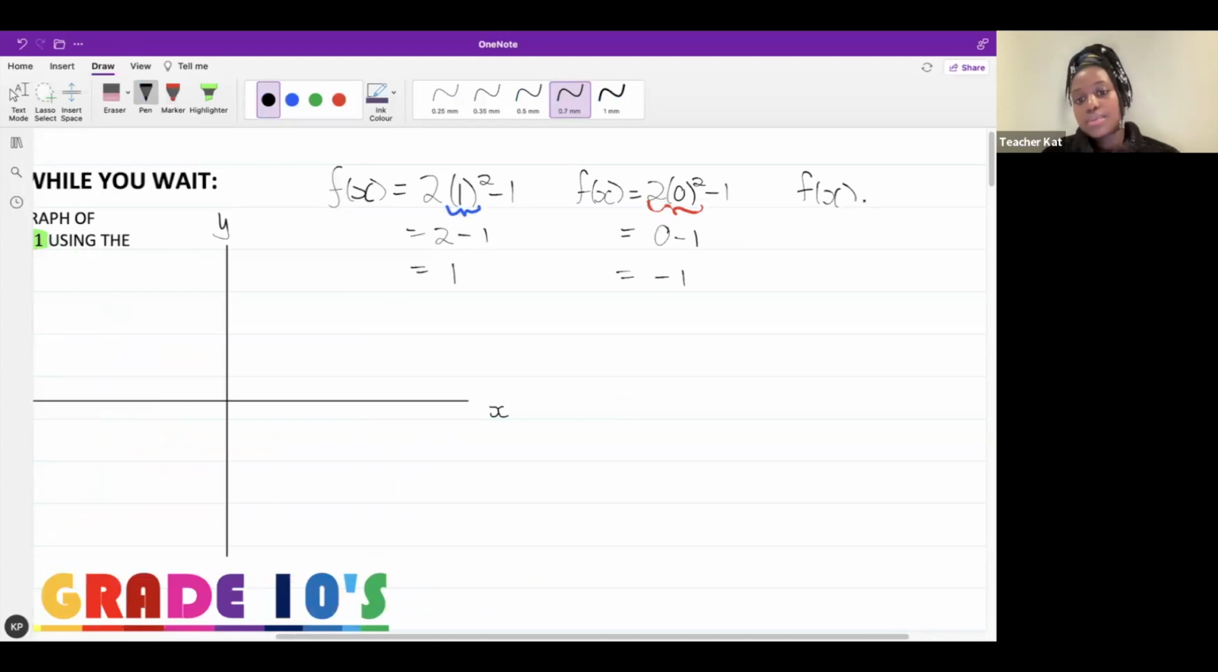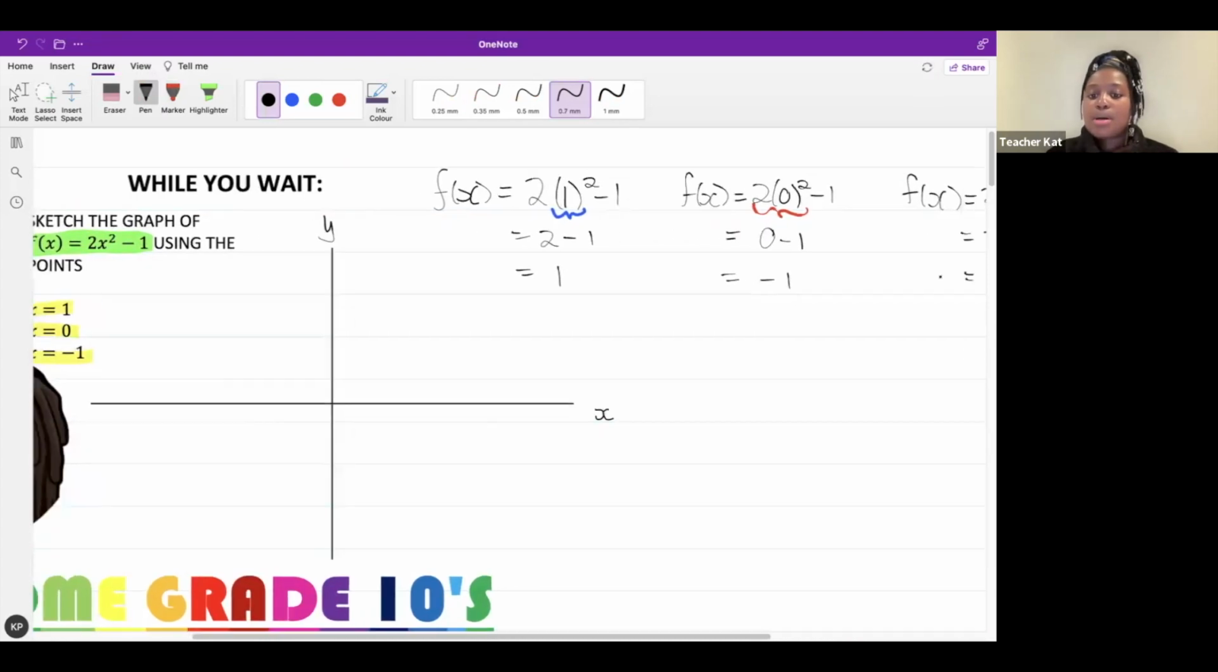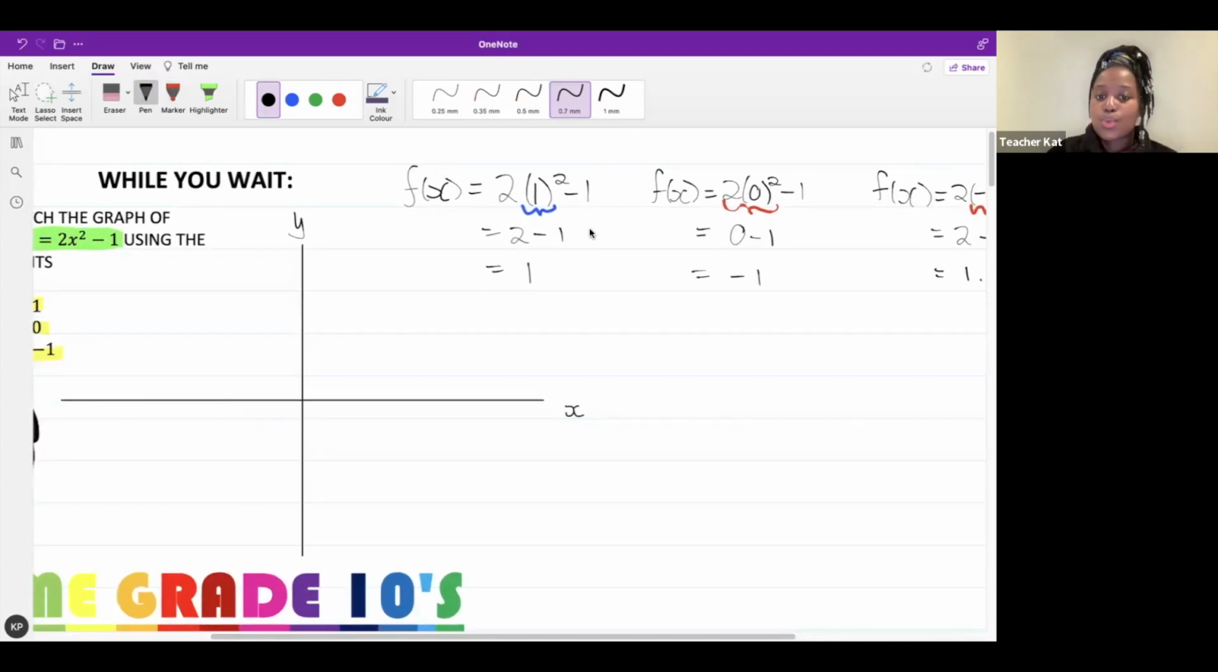So f(x) is equal to 2 times (-1)² minus 1. What is negative 1 all squared? If my negative is inside the brackets, guys, what is that going to give me? Negative 1 all squared, just like we have over here. Negative 1 squared, nice, Sanele, it's positive 1. So this is actually 2 times a positive 1, which is 2 minus 1. And that is the same answer that we got for the first one.